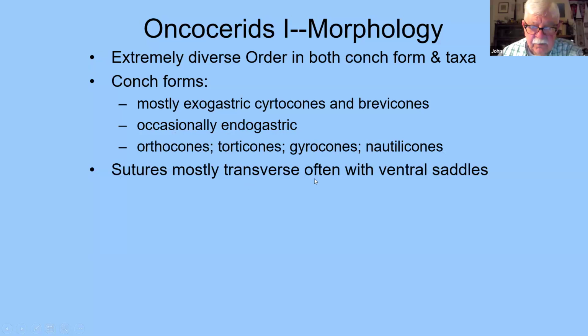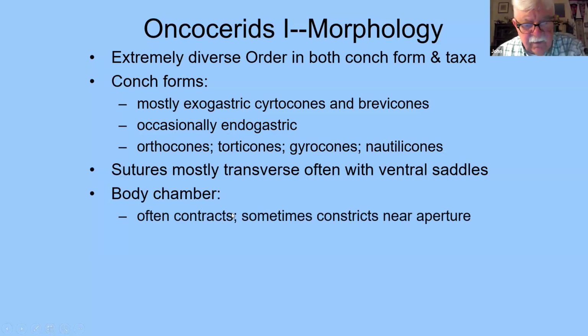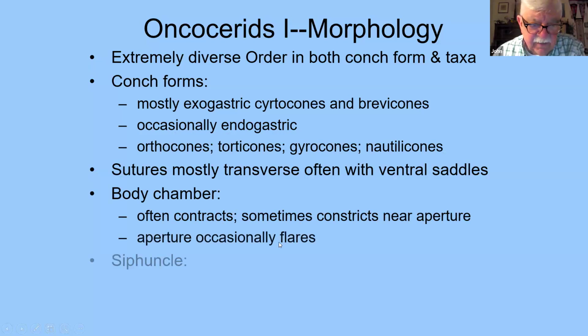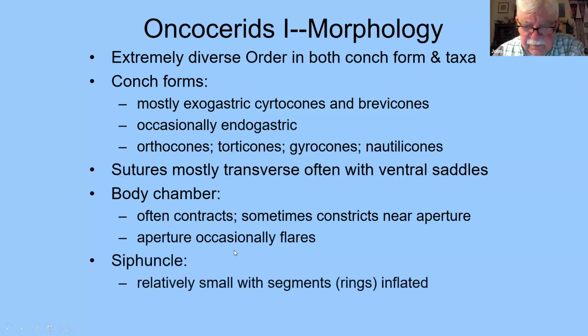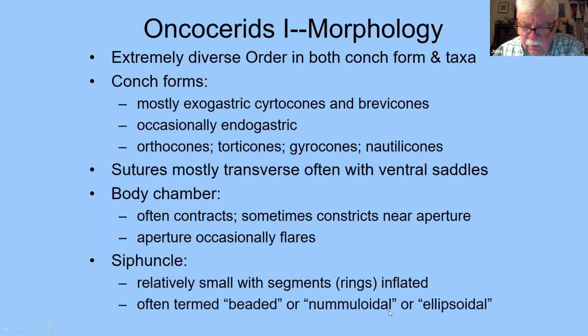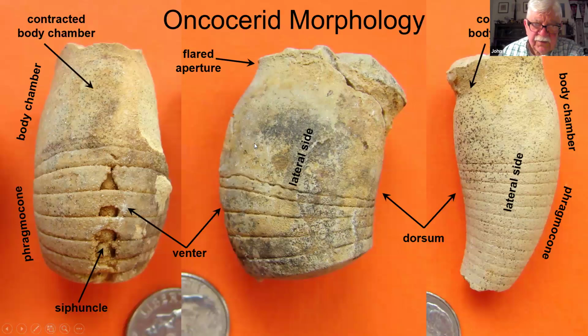The sutures are mostly transverse, often with ventral saddles. I'll show you that in a minute also. Body chambers, they are often contracted, sometimes constricted near the aperture, and occasionally flared. I'll show you all that in just a second. The siphuncle is relatively small with segments, which are the rings, that are inflated, often termed beaded, nummuloidal, or ellipsoidal.